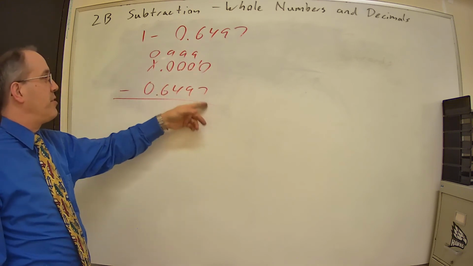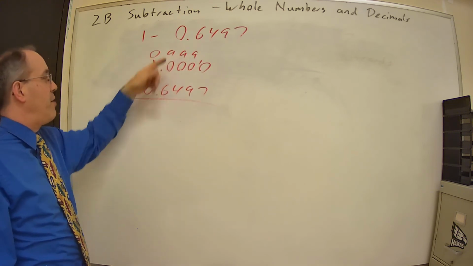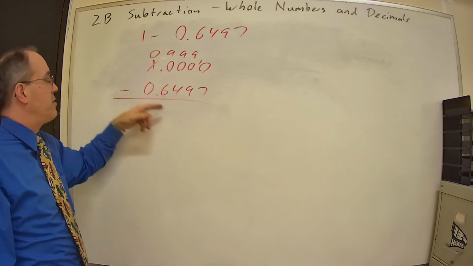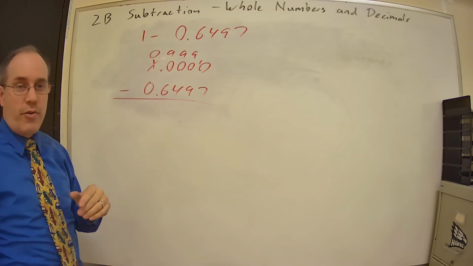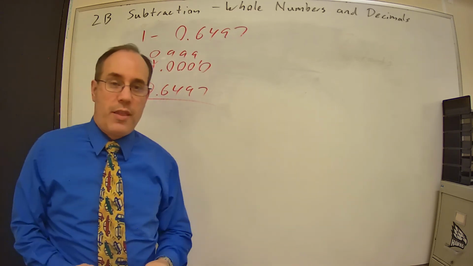10 minus 7 is 3. 9 minus 9 is 0. 9 minus 4 is 5. 9 minus 6 is 3. 0 minus 0 is 0. And we get an answer.